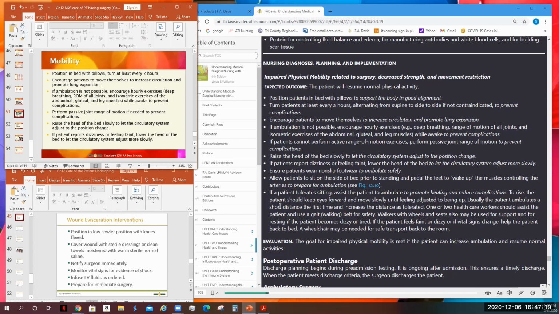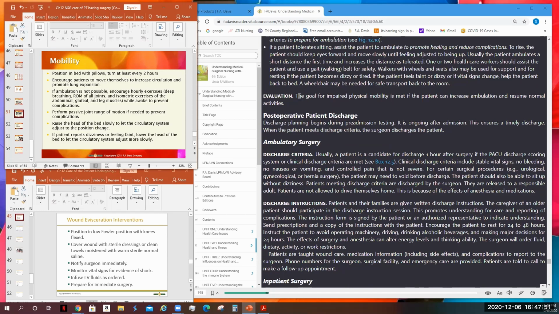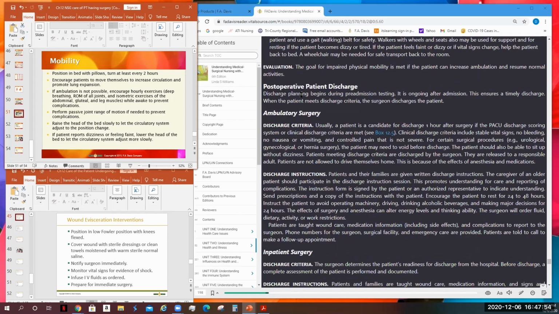One or two healthcare workers should assist the patient and use a gait or walking belt for safety. Walkers with wheels and seats also may be used for support and for resting if the patient becomes dizzy or tired. If the patient feels faint or dizzy, or if vital signs change, help the patient back to bed. A wheelchair may be needed for safe transport back to the room. Evaluation. The goal for impaired physical mobility is met if the patient can increase ambulation and resume normal activities.